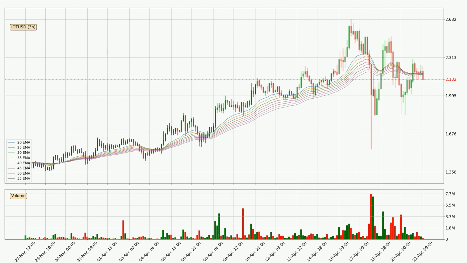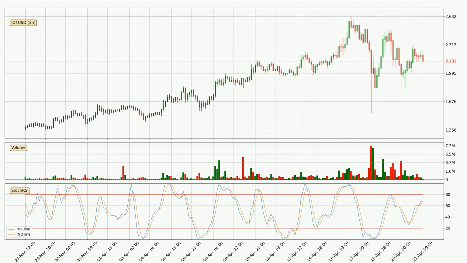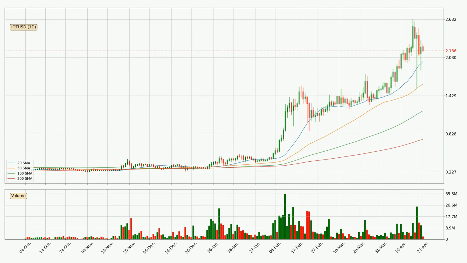Jumping to the 3-hourly Stochastic RSI, there are no signs of the Stochastic RSI being oversold or overbought at this time, but because the %K line is over the %D line, we can deduce that the trend is currently on the up.